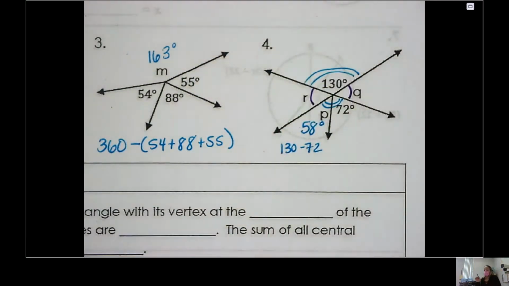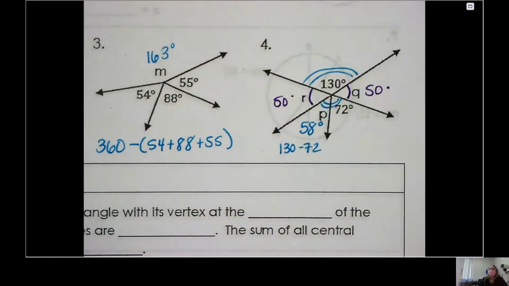And then what about R and Q? 50 and 50, because again, if we add all of them together, we should get 360. This is 50 and 50. Fantastic. So that is literally what we're doing today, except instead of just doing straight up angles, we're going to do angles that are in a circle, but it's the exact same thing. Nothing is going to change with what we're going to do today. So we're going to talk today about something called central angles and arc measures that are inside of a circle.